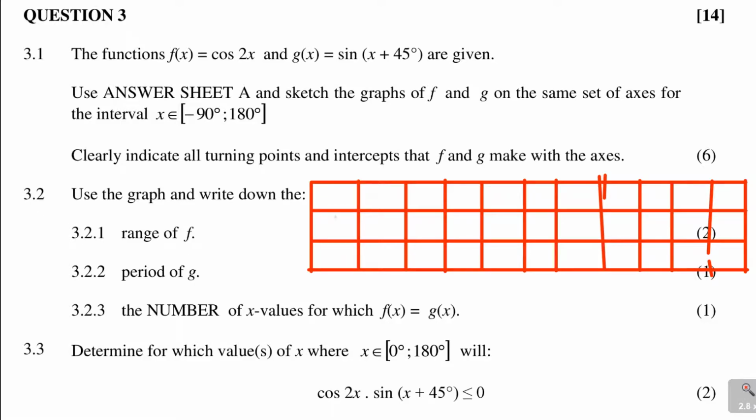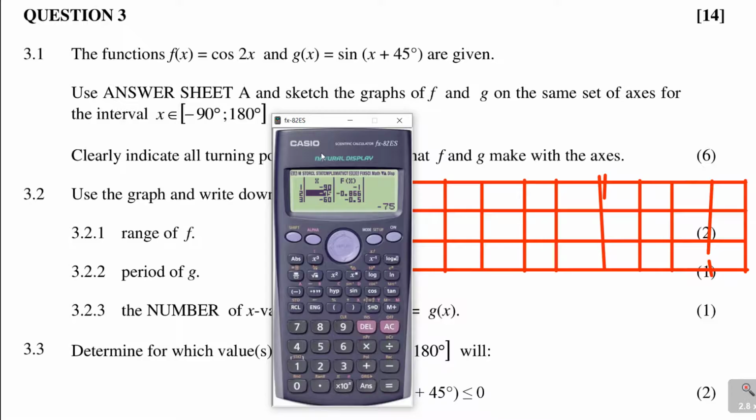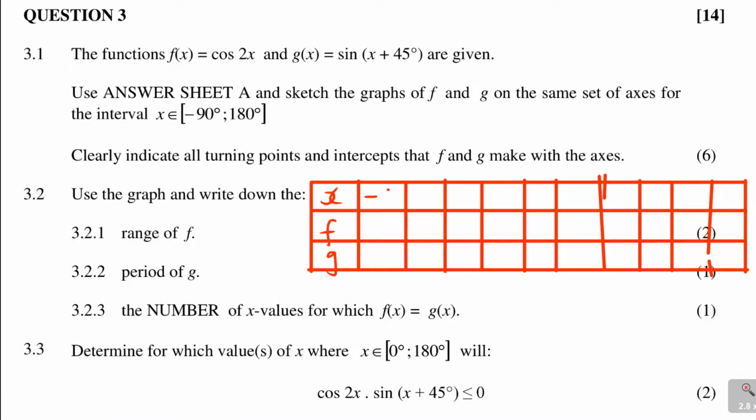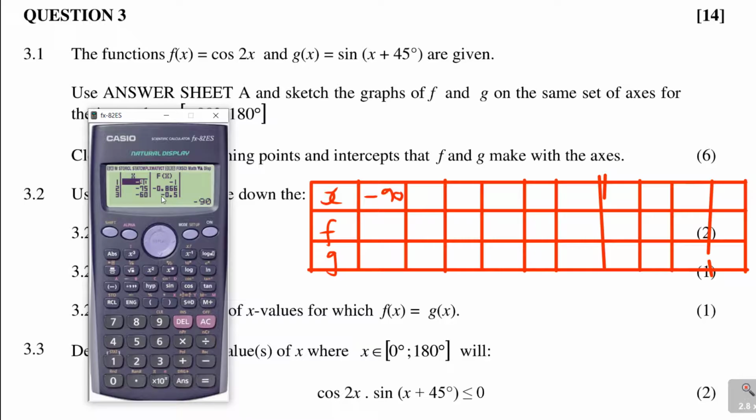Now look at this. We have got f, and we have got, actually we start with x first because it's the x values. X, we have f, and we have g. Now let's look at this. We start with x from minus 90. Remember, it's minus 90. Now we are moving in what? In 15s, you see. So you have minus 90. Let me write the ones that I'll be needing.